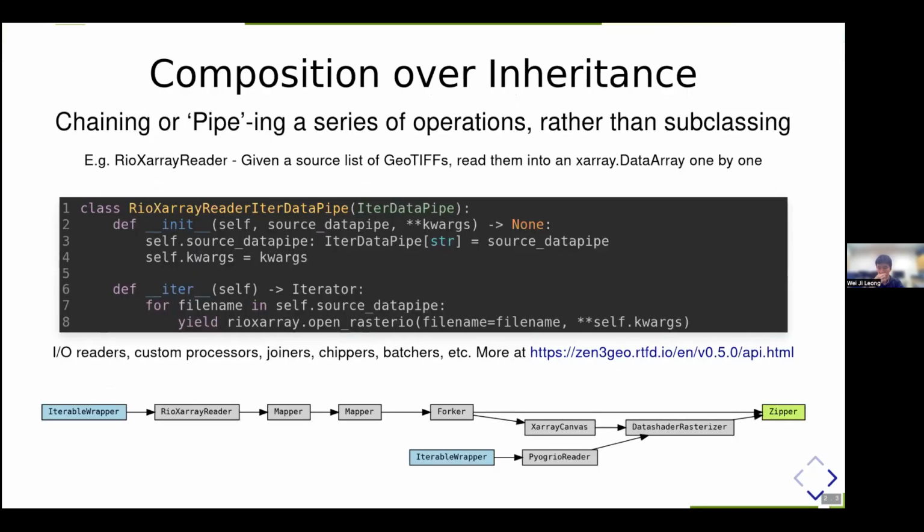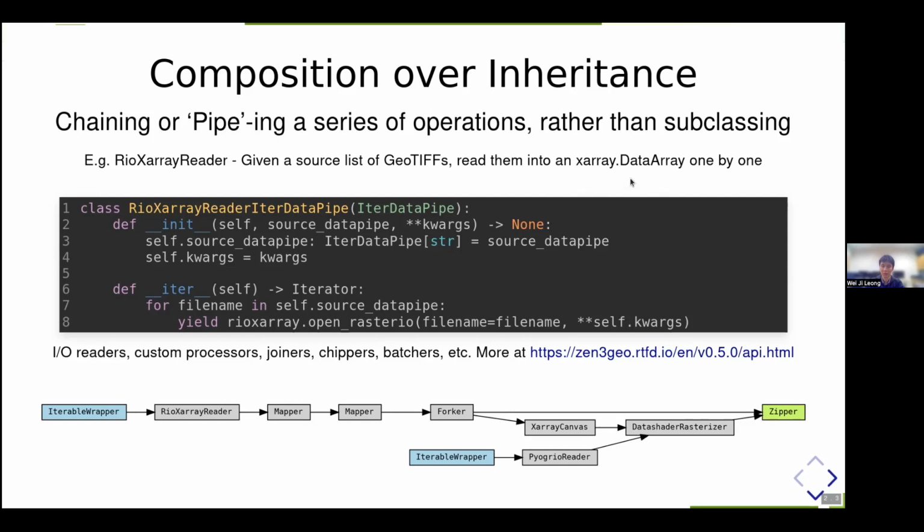I'm now going to touch a bit, I guess, on a slightly complicated topic, so bear with me. So zen3geo subscribes to this paradigm where it favors composition over inheritance. So what that means is that instead of subclassing some abstract base class to do that one extra thing you want to do, you would actually write your own operation, like a function instead, and then you would chain those extra things together.